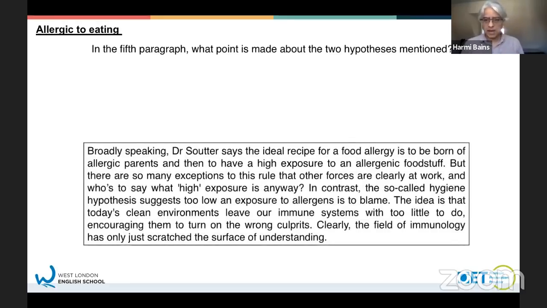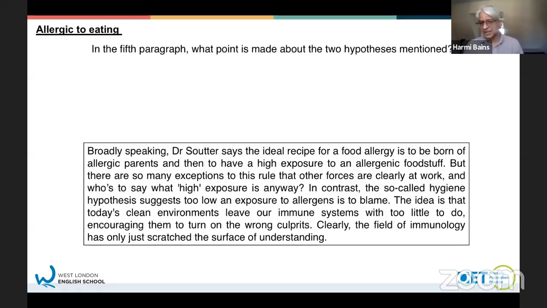Okay, this is the paragraph. Broadly speaking, Dr. Suter says the ideal recipe for a food allergy is to be born of allergic parents and then to have a high exposure to an allergenic foodstuff. But there are so many exceptions to this rule that other forces are clearly at work. And who's to say what high exposure is anyway? In contrast, the so-called hygiene hypothesis suggests too low an exposure to allergens is to blame. The idea is that today's clean environments leave our immune system with too little to do, encouraging them to turn on the wrong culprits. Clearly, the field of immunology has only just scratched the surface of understanding.